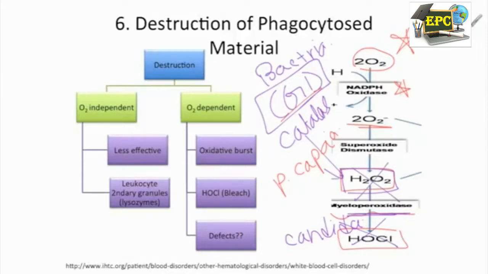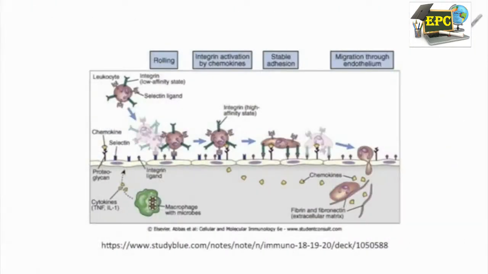Now going to the oxygen-independent pathway. It's usually less effective, so the most effective is the oxygen-dependent. So oxygen-independent is less effective and usually uses the secondary granules in the leukocyte, for example, the lysozymes. This is just a picture to summarize what we have said in the previous slides, from the margination up to the chemotaxis and transmigration, and also the phagocytosis.